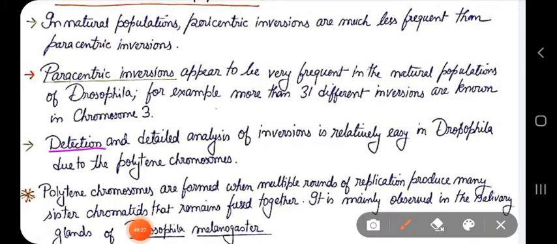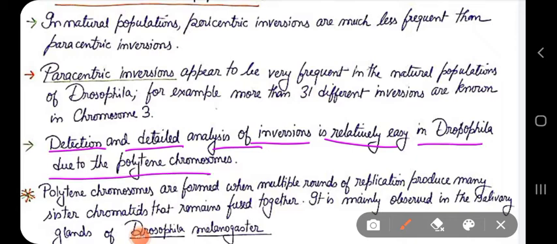Detection and detailed analysis of inversions are relatively very easy in Drosophila due to polytene chromosomes. Now, why are we studying so much in a small insect, the fruit fly called Drosophila melanogaster? Why are we studying the inversions there? Because it is very easy to study the chromosomes of Drosophila, because they have polytene chromosomes. What does polytene chromosomes mean?